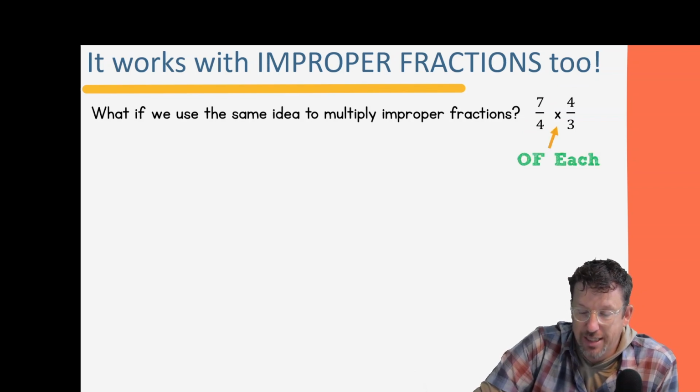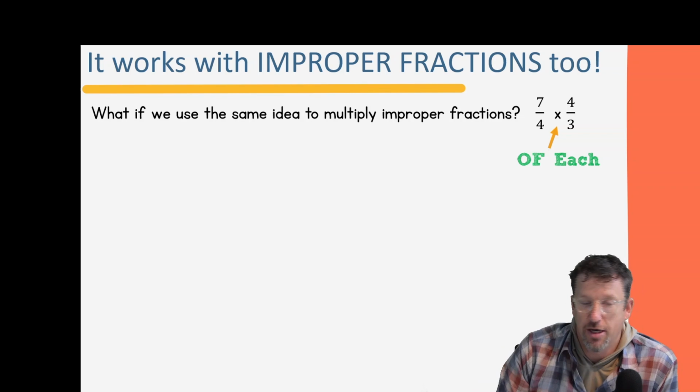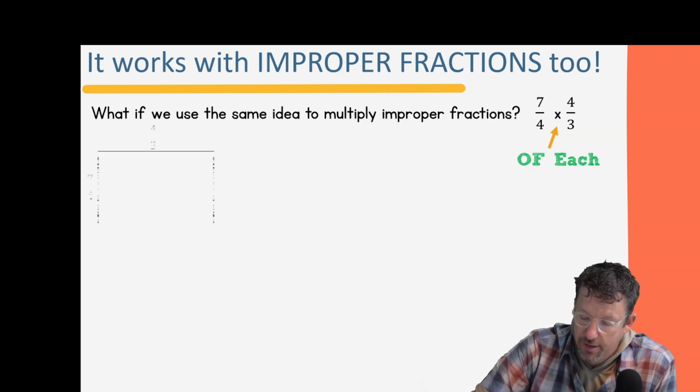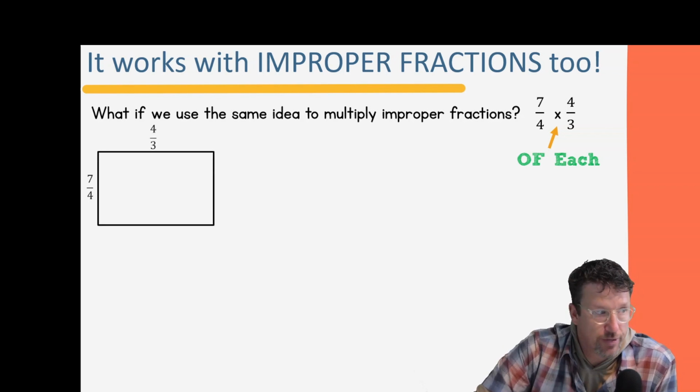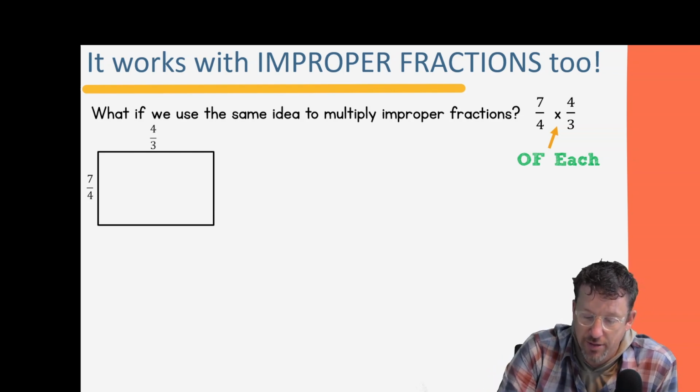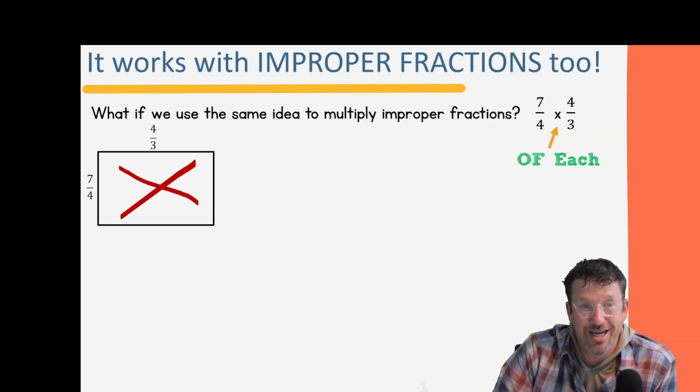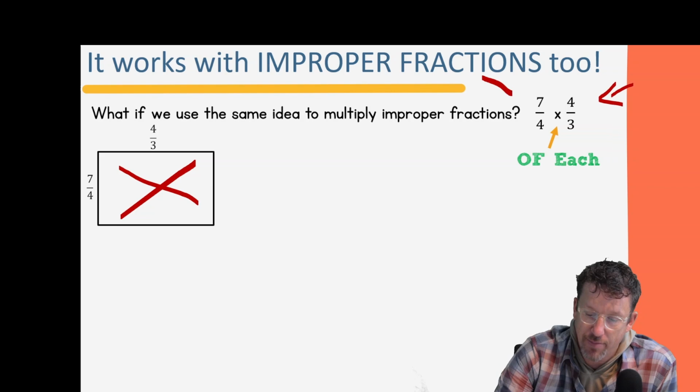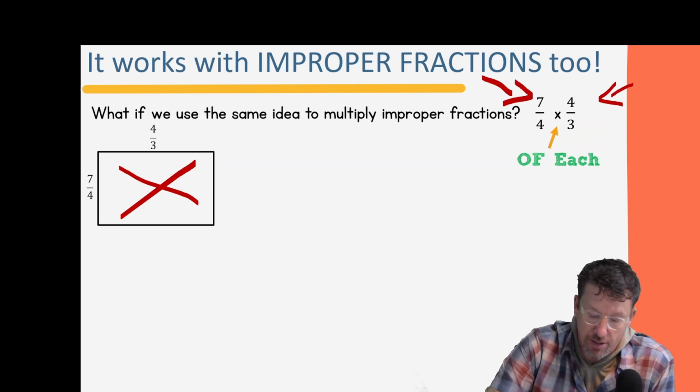So remember, we are taking 7/4 of each of the 4/3. All right, hang in there. This is going to be a little tricky. So we take our whole, all right? So this rectangle is meant to represent a whole, okay? And remember, improper fractions are more than a whole.